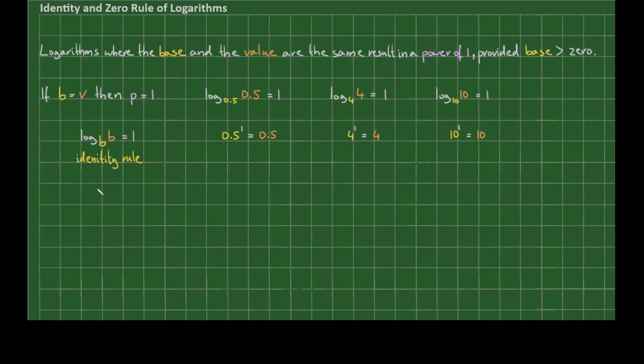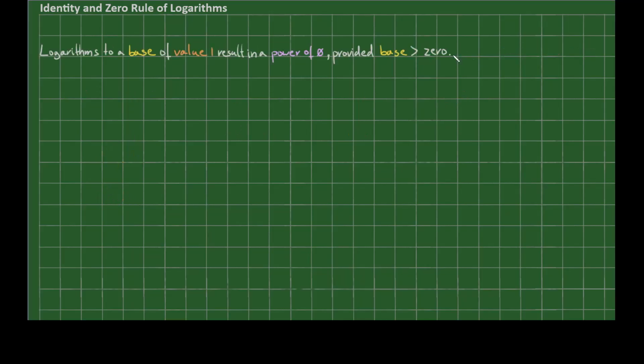It can be written using power notation, and we could say that if we have a base b raised to the power of 1, it will give value b. Moving on, logarithms to a base of value 1 result in a power of 0. Once again, provided that the base is greater than 0.